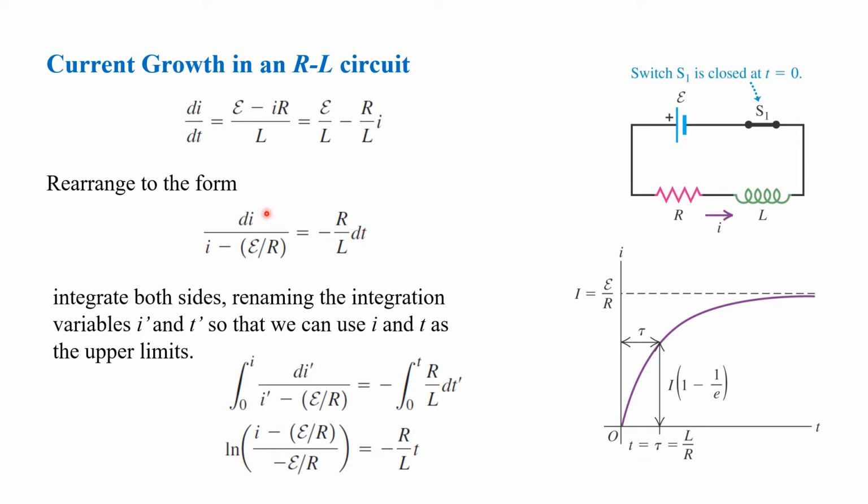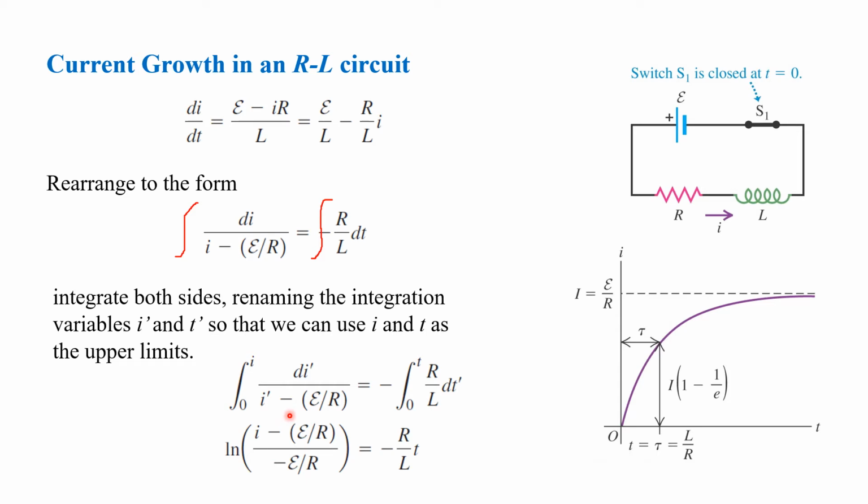So in order to solve this equation, we will integrate both sides, but upon integrating, let us change the integration variables to i prime and t prime so that we can use i and t as the upper limits. So instead of di, you have di prime. Instead of i, you have i prime. Instead of dt, you have dt prime. And our upper limits are i and t.